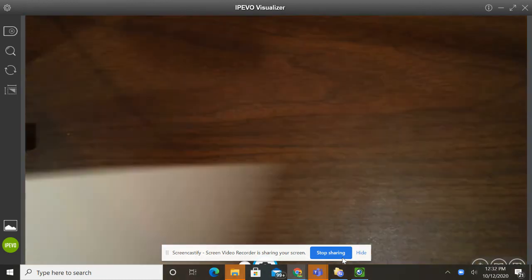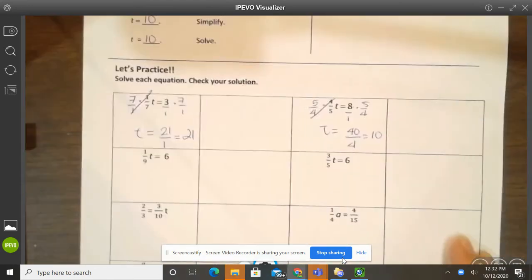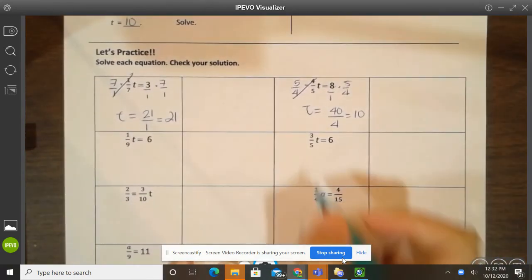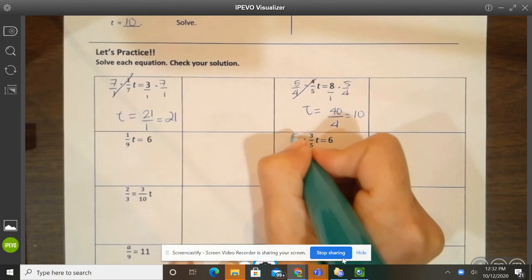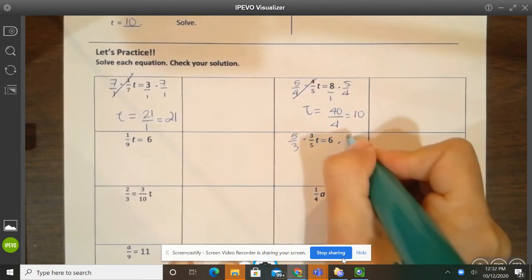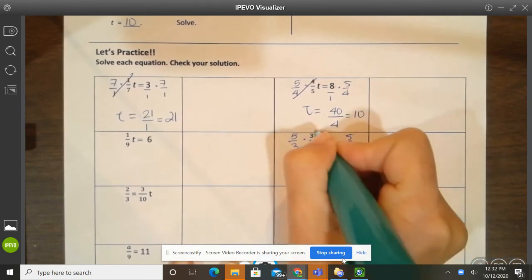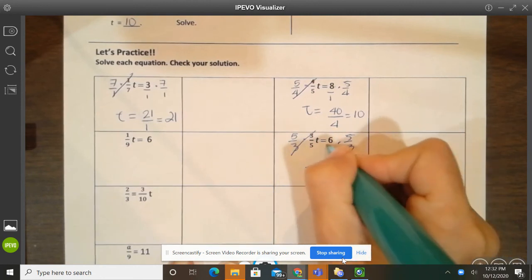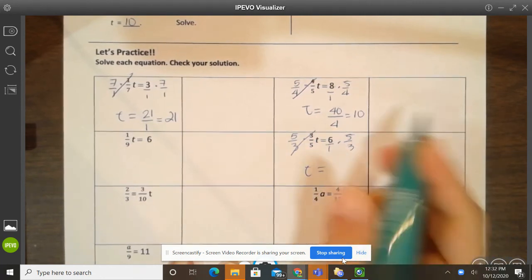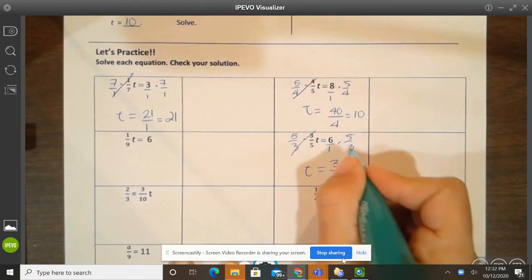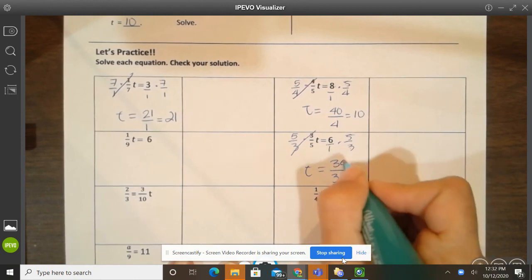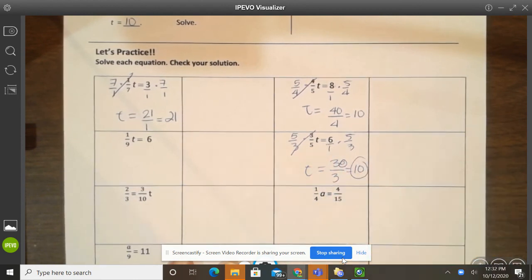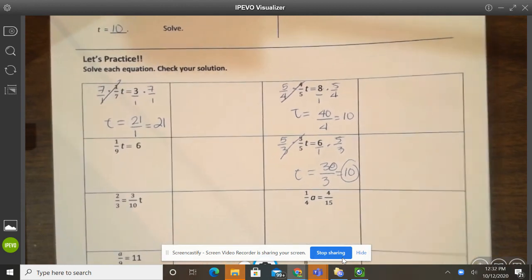All right, so let's do one more with the fractions. Just to remind you, when you have a fraction, the immediate thing is to flip the fraction and multiply on each side. Goes away on this side, t equals, put a 1 underneath, 6 times 5 is 30, and 1 times 3 is 3, and that is 10. That's your answer. Okay? All right, I hope this helps.